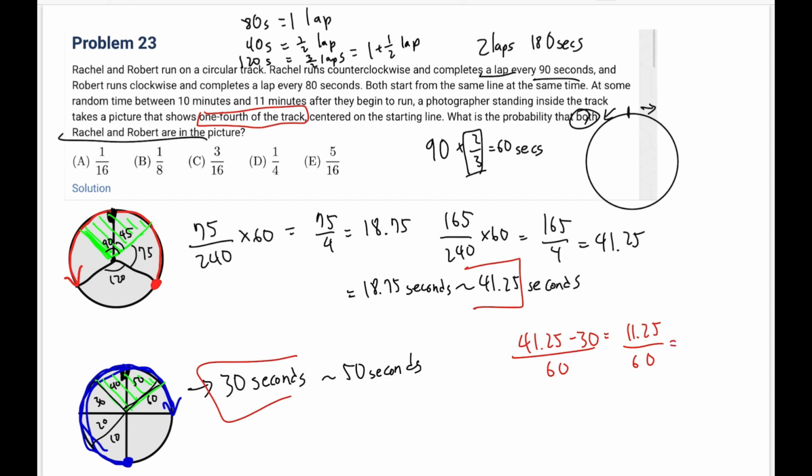This would be 11 times 4, 44 plus 1, 45 over 60 times 4. This is 3 over 4 times 4. This is 3 over 16. So it's 3 over 16. The answer is C.